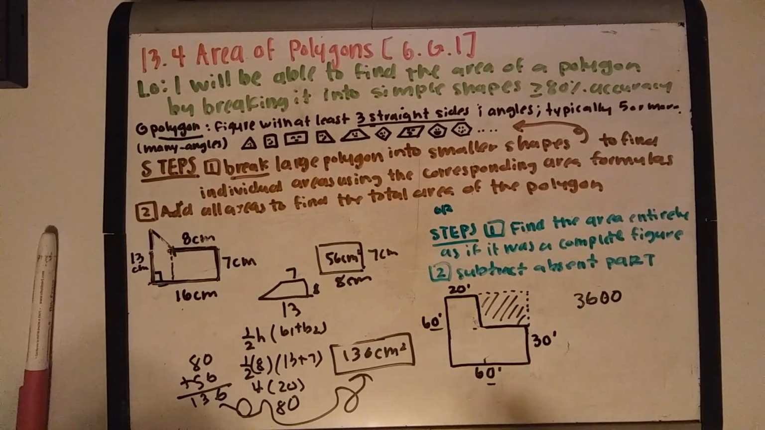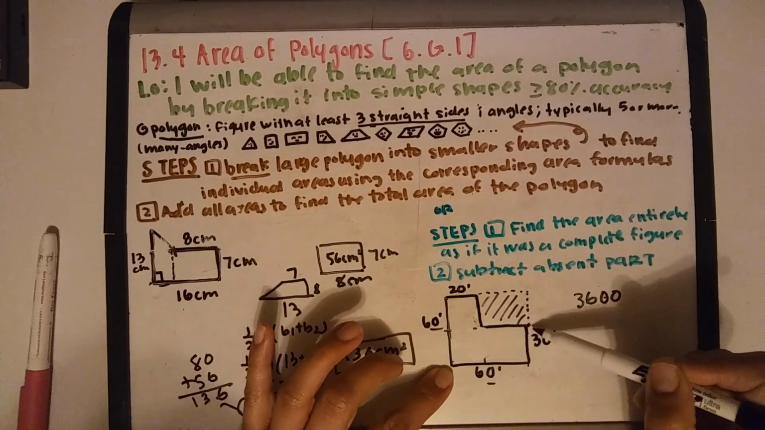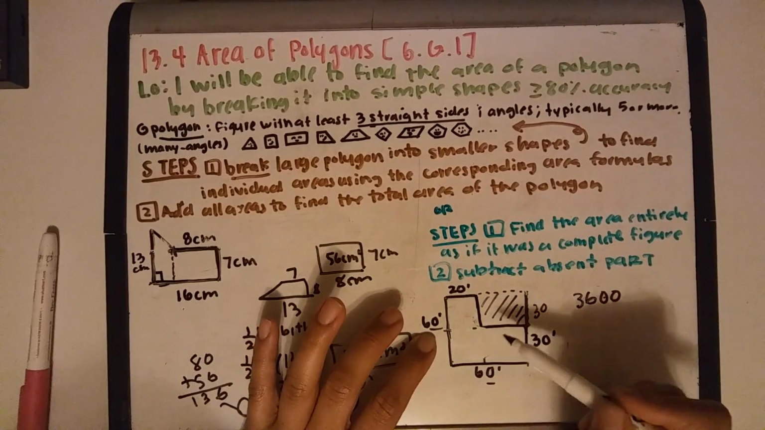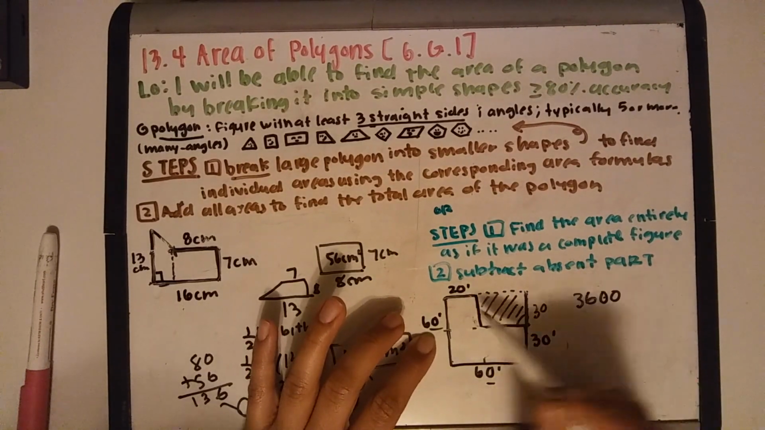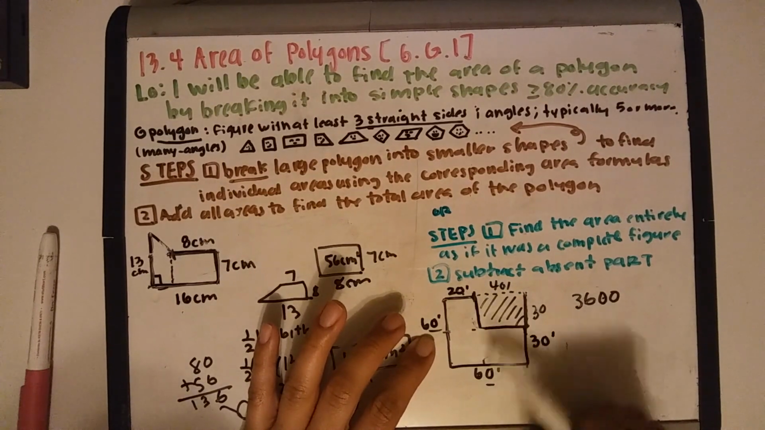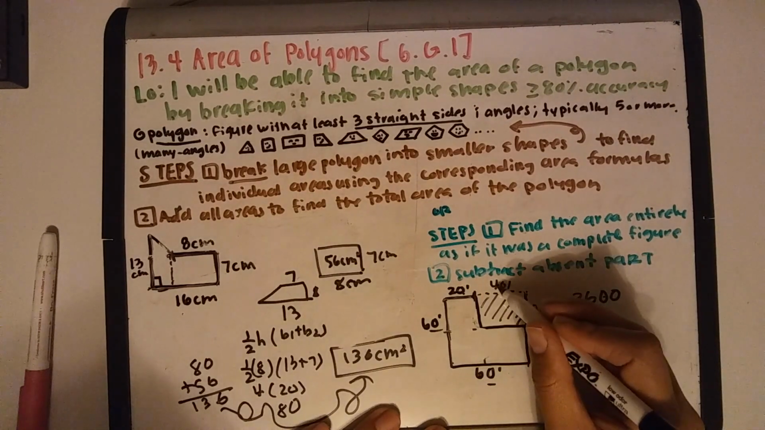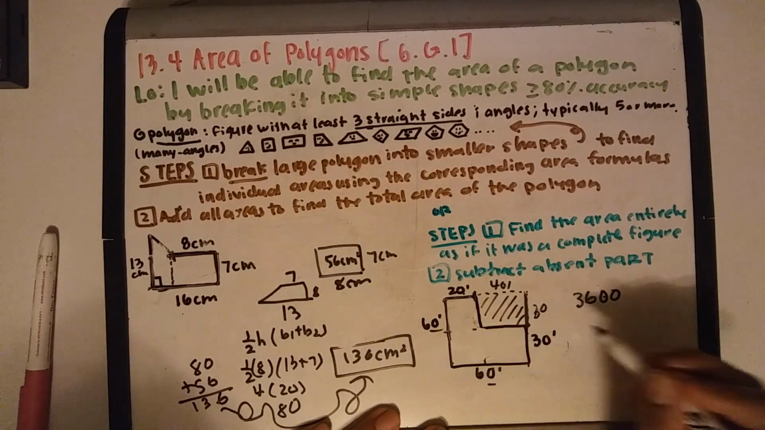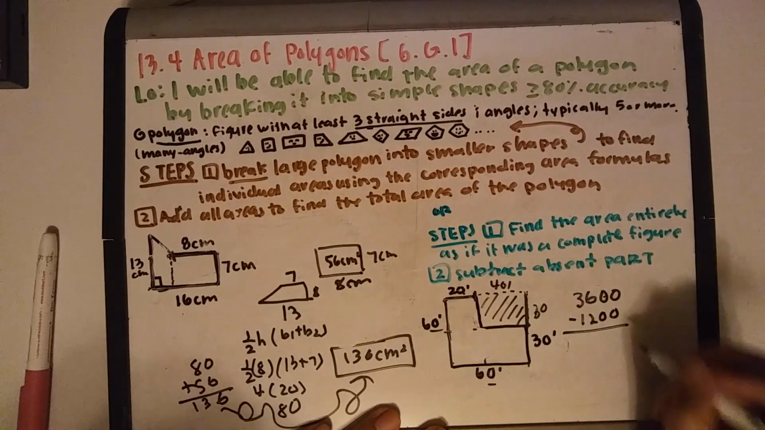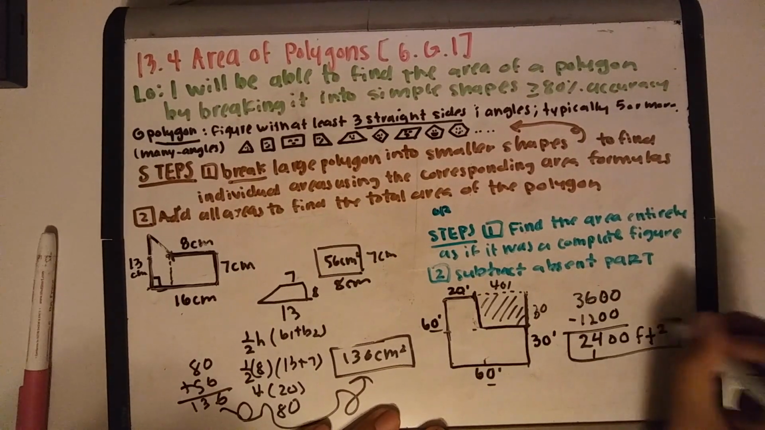So if from here to here is 30 and from here to here is 60, how much more would it be here? That would be 30, because 30 plus 30 gives you 60. And then on this one, from here to here is 60, but from here to here is only 20. That means that this has to be 40, because 20 plus 40 is 60. So then this one is 30 by 40. So again, same thing: 4 times 3 is 12, and then I add 2 zeros, and I'm subtracting that part because that's actually not there. And I get 2,400 square feet.